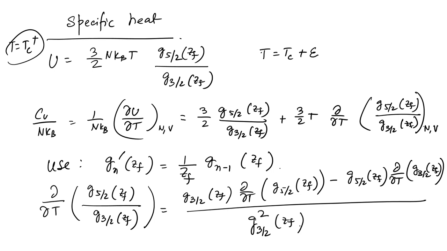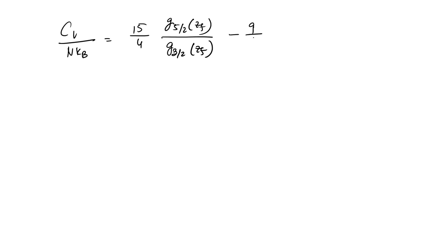Okay, without breaking the chain of discussion, there is some algebra of course needed, and you use this formula that you see here. It can be shown that C divided by Nk has this nice form, which is equal to 15/4 g_{5/2}(z_F) over g_{3/2}(z_F), minus 9/4 g_{3/2}(z_F) divided by g_{1/2}(z_F). Okay.